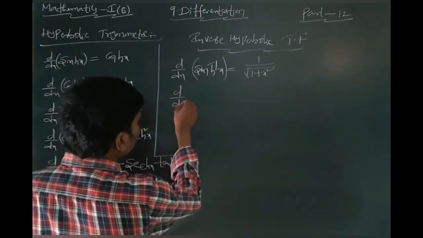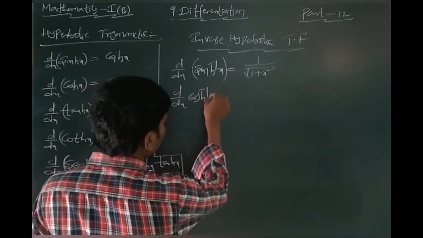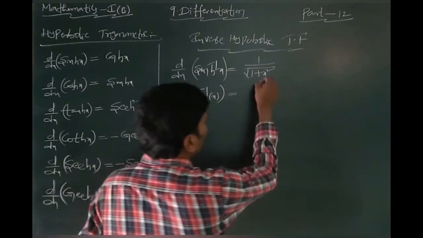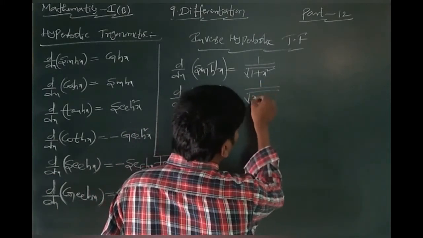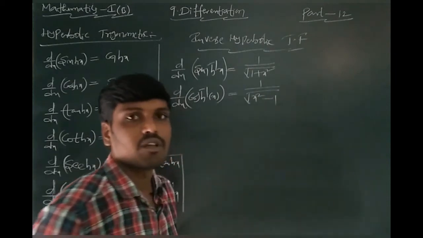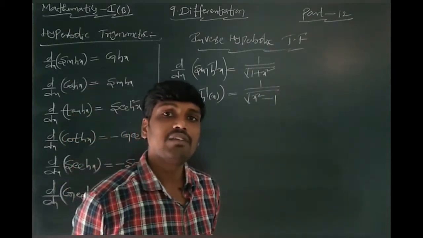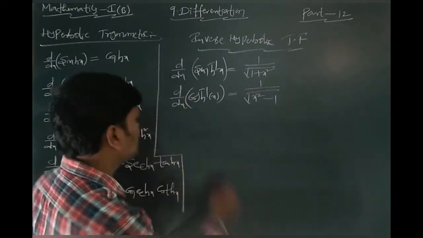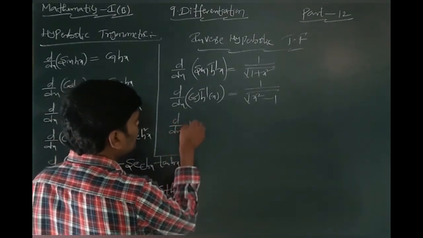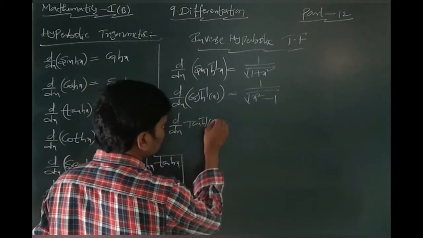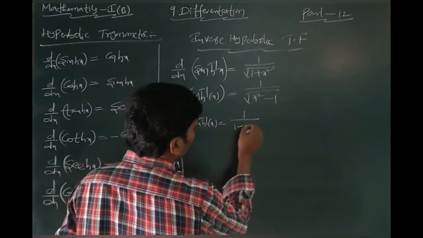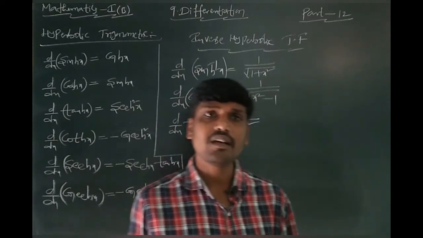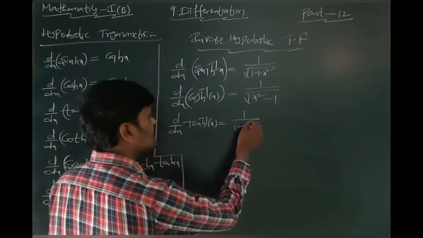Similarly, derivative of cos h inverse x is 1 by square root of x square minus 1. Next, derivative of tan h inverse x is 1 by 1 minus x square.